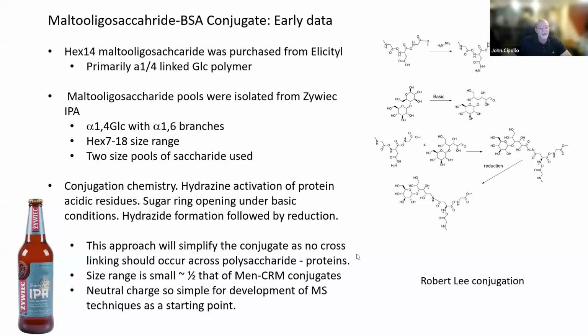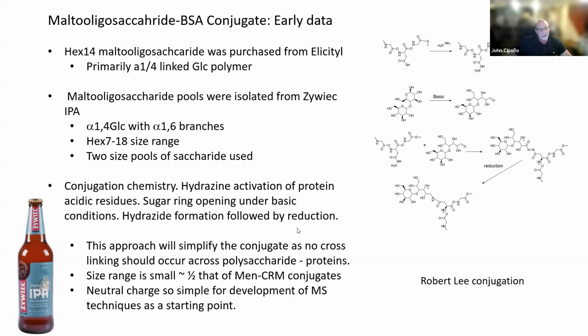And so we're using hydrazine activation chemistry. The sugar ring is opened under basic conditions, and the hydrazide formation is followed by reduction. So we end up with something that looks like this, a simple linkage, something that we should be able to generate marker ions for to follow.